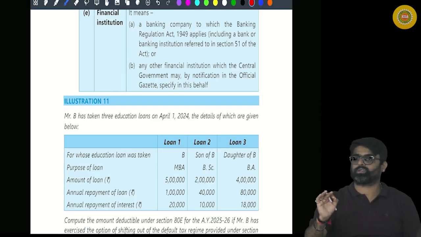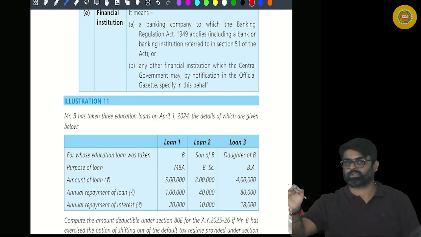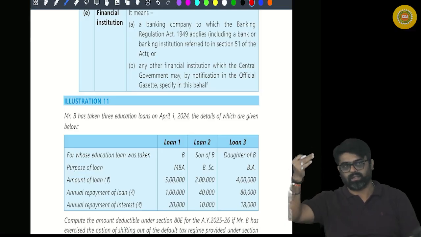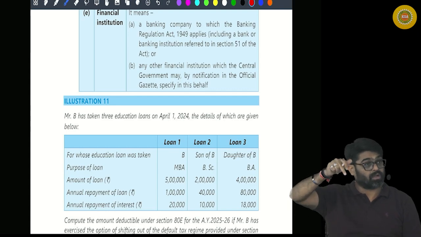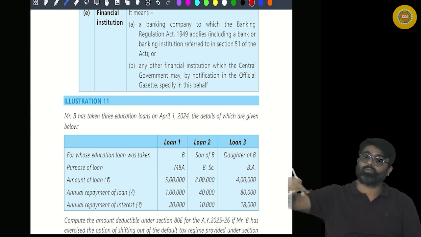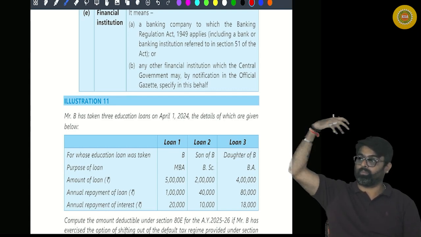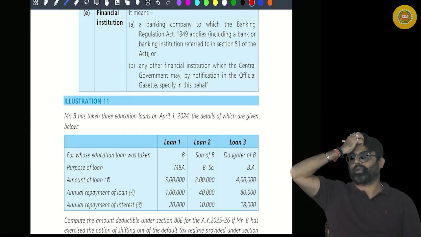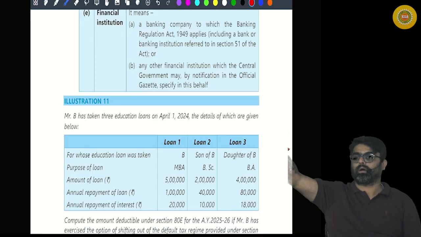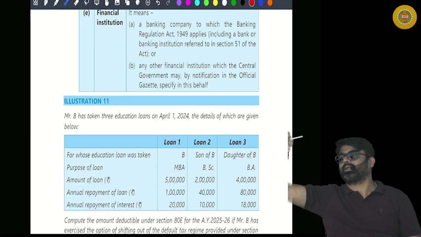On that higher education loan, whatever interest you start paying from that year, that interest will be allowed as a deduction for 8 years, starting from the year of repayment. From that year for 8 years, whatever interest you pay will be allowed as a deduction. But if that interest is paid after 8 years, then whatever interest is paid after 8 years will not be allowed.